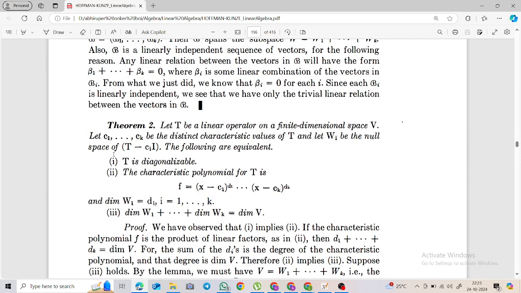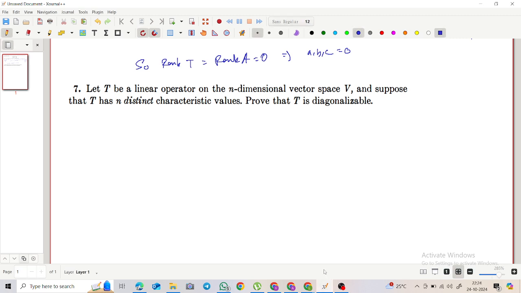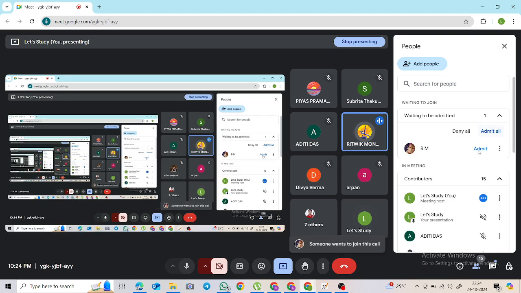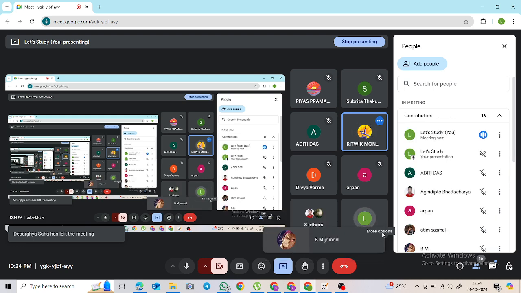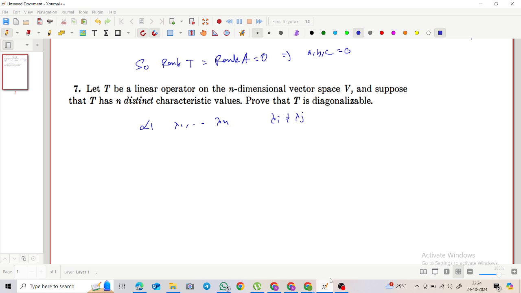Dada, can I tell in another approach? Of course. Why not? Since it is given that there are n distinct characteristic values, say lambda 1, lambda 2, lambda n, its characteristic polynomial should be x minus lambda 1 into x minus lambda 2 up to x minus lambda n, and so its minimal polynomial will also be that product.